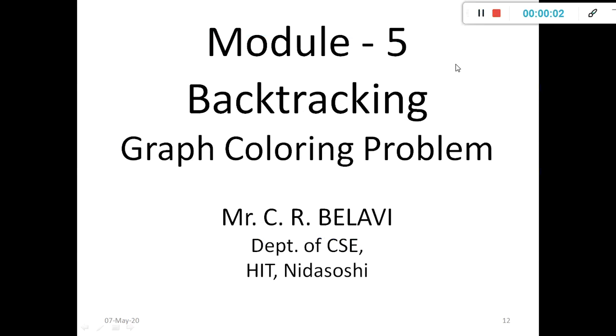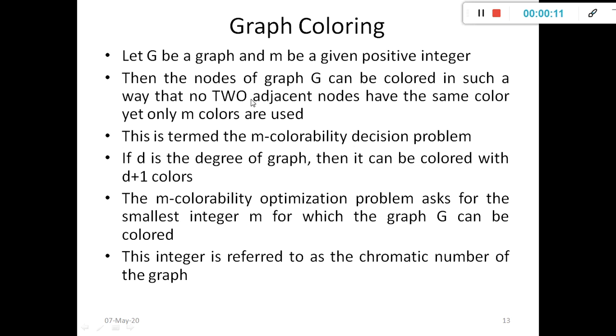Hello everyone. In this video, we will discuss what the graph coloring problem is and how to solve it using backtracking. Graph coloring: let G be a graph and M be a given positive integer, where M represents the number of colors. Then the nodes of graph G can be colored in such a way that no two adjacent nodes have the same color, yet only M colors are used. This is termed the M-colorability decision problem.